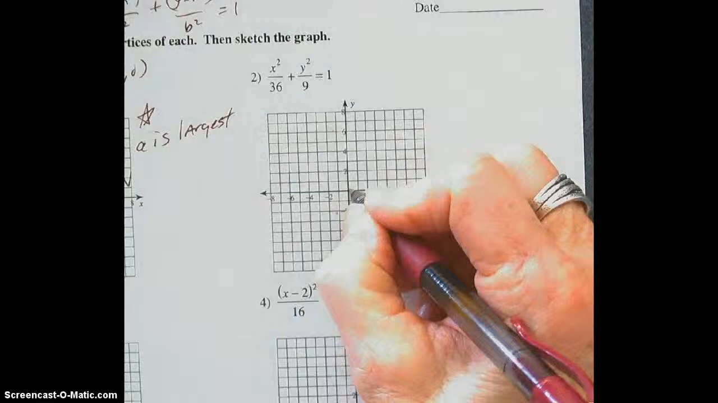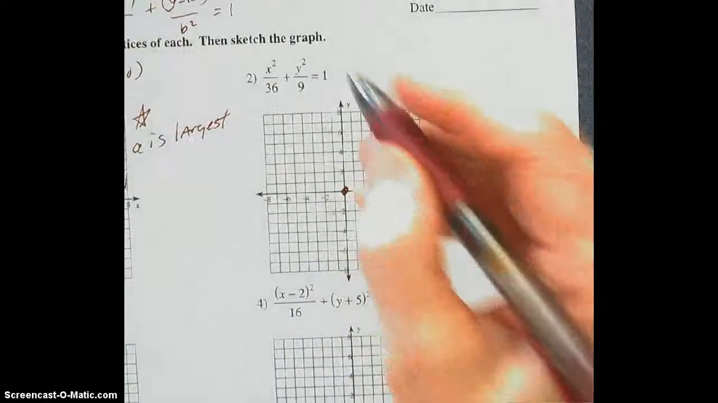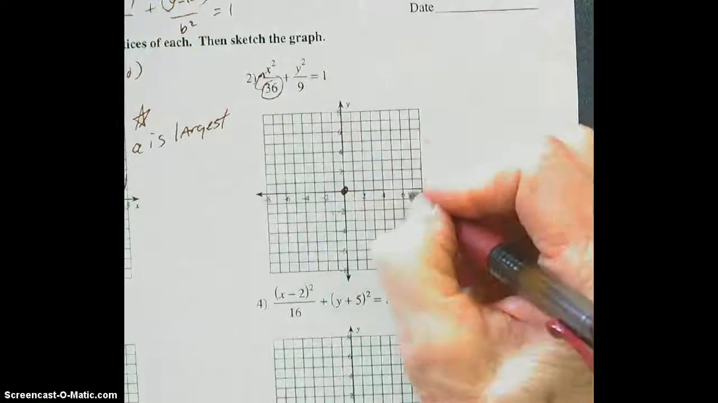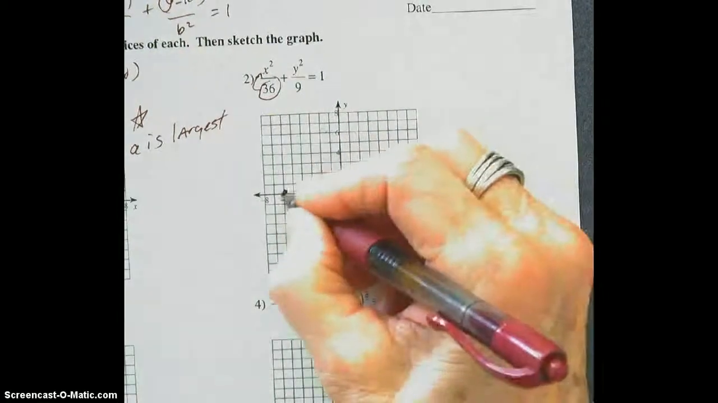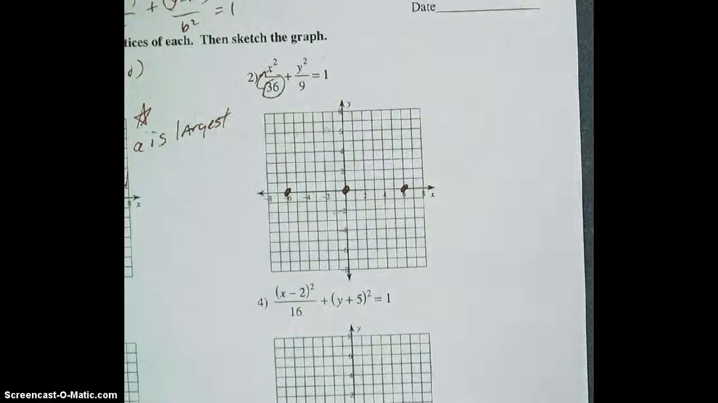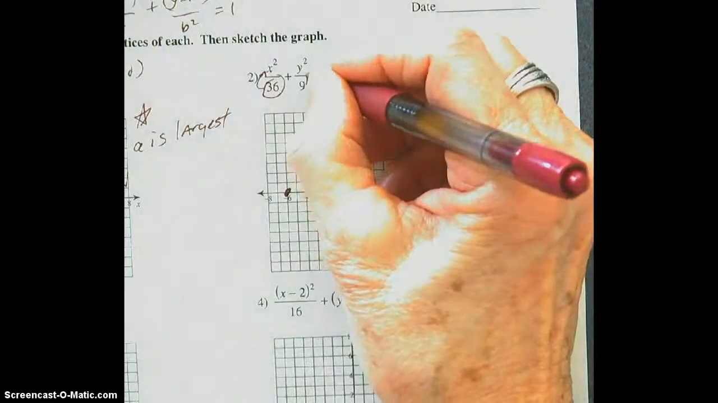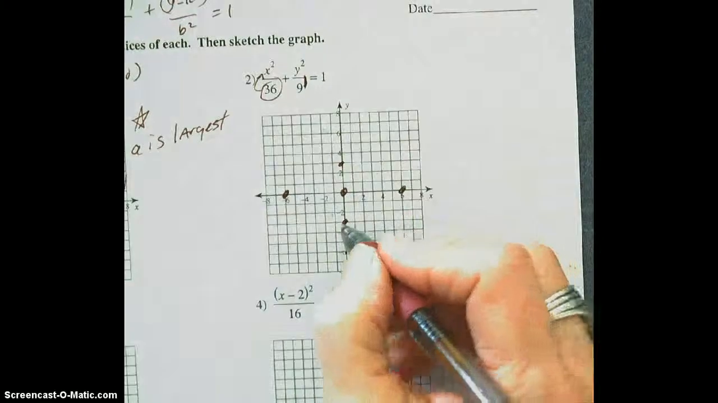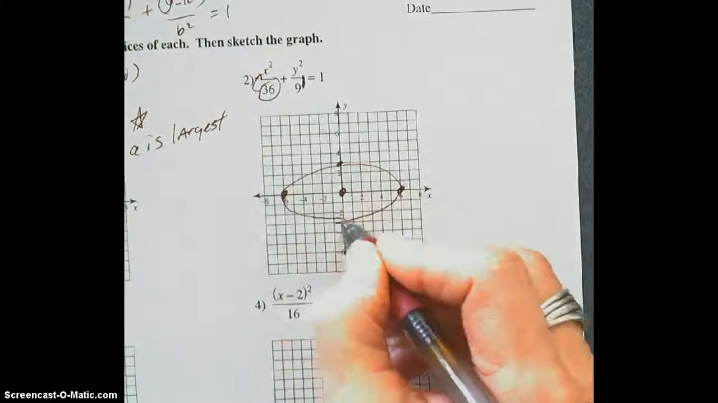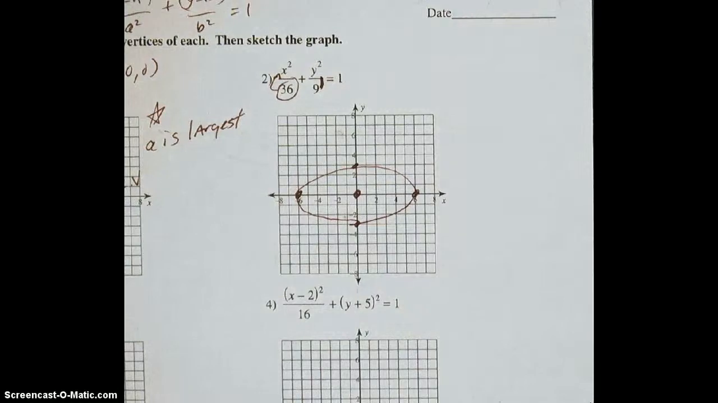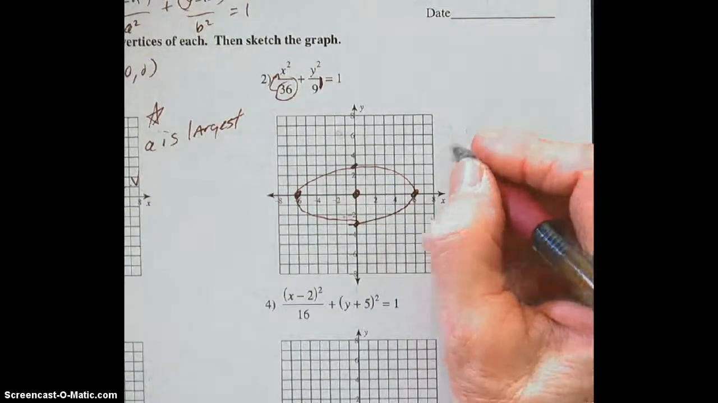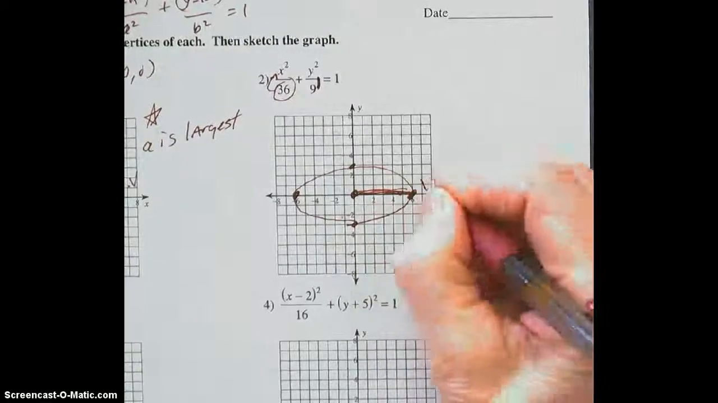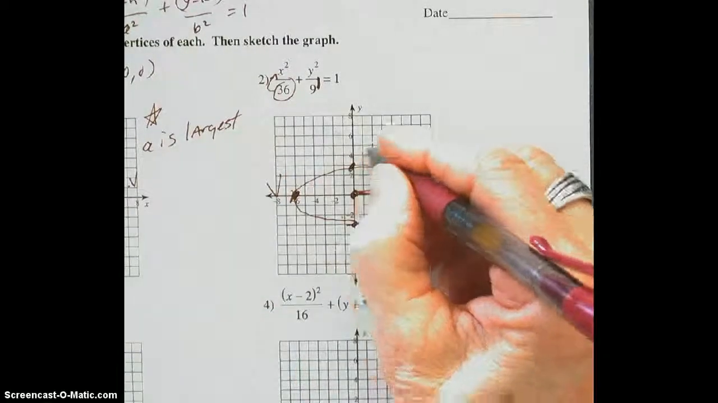Again, we have a center at (0, 0) because there's no x and y. Under the x is 36, so we move in the x direction not 36, but the square root of 36, which is 6, going to the right and to the left. And this is going to be a little skinnier ellipse because we're going to go in the y direction 3, because the square root of 9 is 3. Connect your points. To draw an ellipse, it's almost easier than a circle because you don't have to be perfect. As far as identifying, remember the longer sides are your vertices, your shorter sides are your co-vertices.